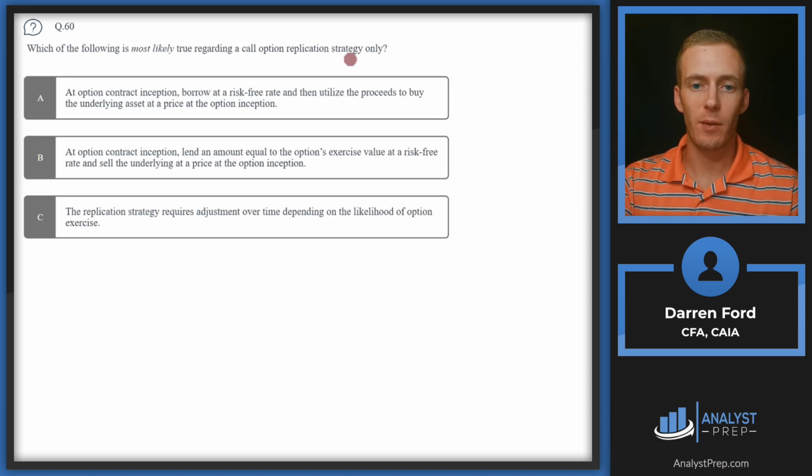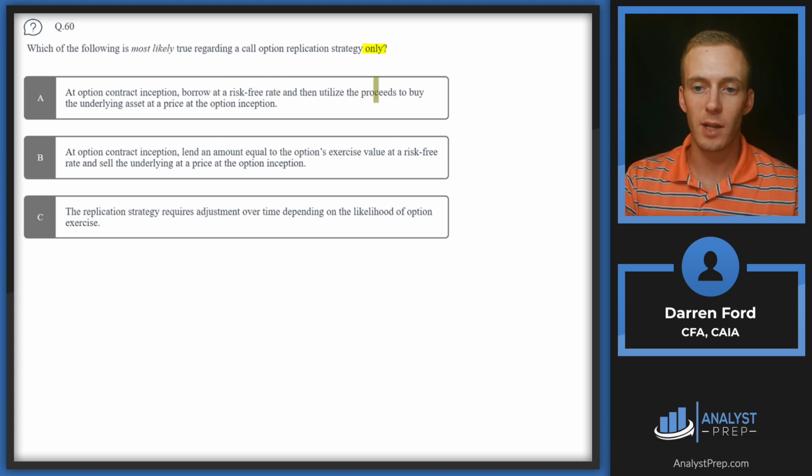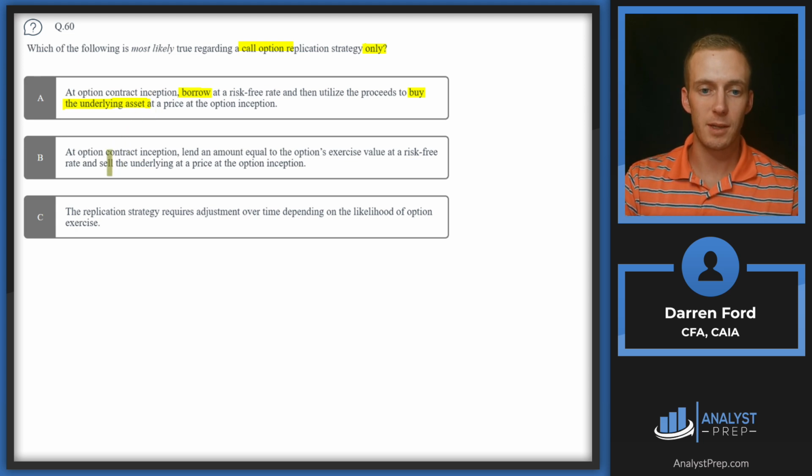Question 60. Which of the following is most likely true regarding a call option replication strategy only? So that keyword only is something we'll want to keep in mind here. So A, at option contract inception, borrow at a risk-free rate and then utilize the proceeds to buy the underlying asset at a price at the option inception. This sounds promising since we're replicating a call. We know we're going to want to go long, so we're going to want to buy the underlying asset there. So that's key. And we're going to need to borrow in order to buy. So A sounds promising, but let's go ahead and make sure we can rule out B and C.